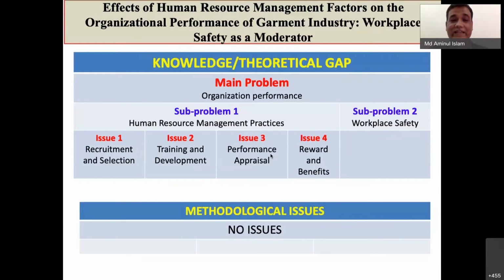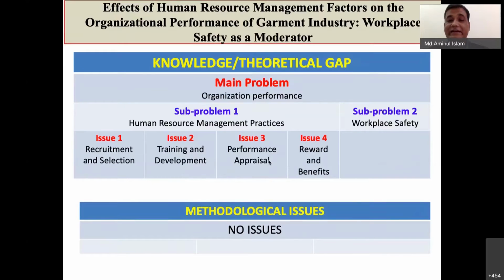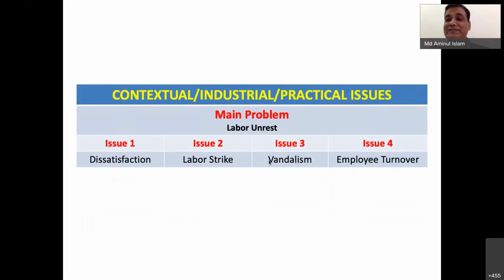Okay. And then this student has some other industrial issues: dissatisfaction among the labor or employees, labor strike, vandalism, employee turnover, those he has. So he has academic issues here earlier, and then later he has industrial issues together. So that makes it a strong research problem.